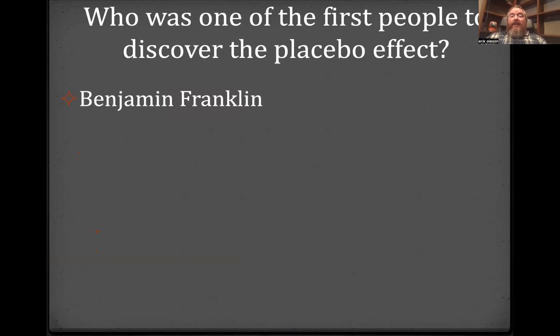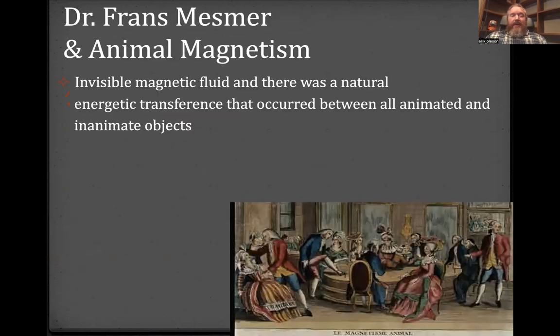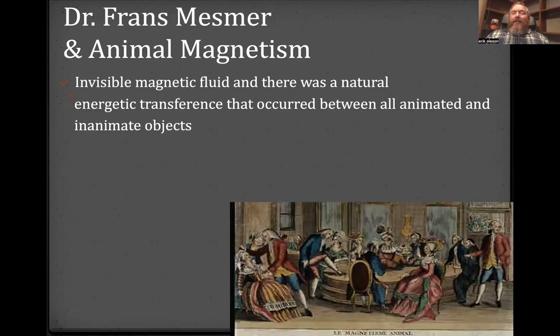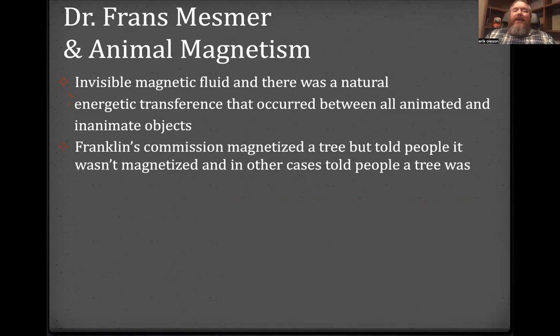So who was one of the first people to discover the placebo effect? This would be Ben Franklin. I'm not going to go off into the story on this one because we're already short on time, but it's a fun one to look up. Also look up Dr. Franz Mesmer and the concept of animal magnetism. He believed there was an invisible magnetic fluid, and there was a natural energetic transference that occurred between all animated and inanimate objects.